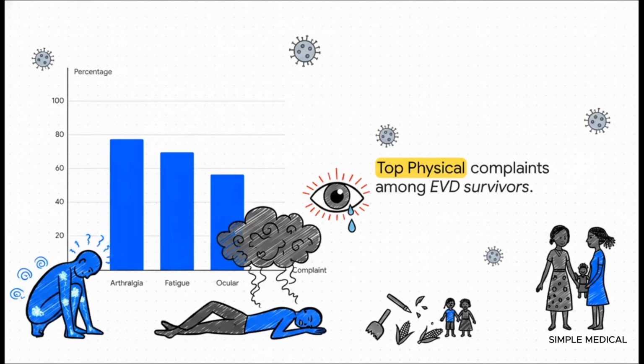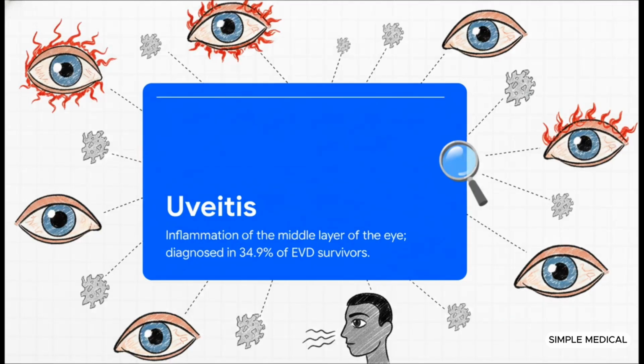The physical toll of this aftermath is immense. Almost 78% of survivors suffered from severe joint pain, or arthralgia, while nearly 70% had lingering profound fatigue. And we aren't just talking about feeling a little tired. This is debilitating physical pain that stops these folks from returning to work, harvesting their crops, or even just caring for their families.